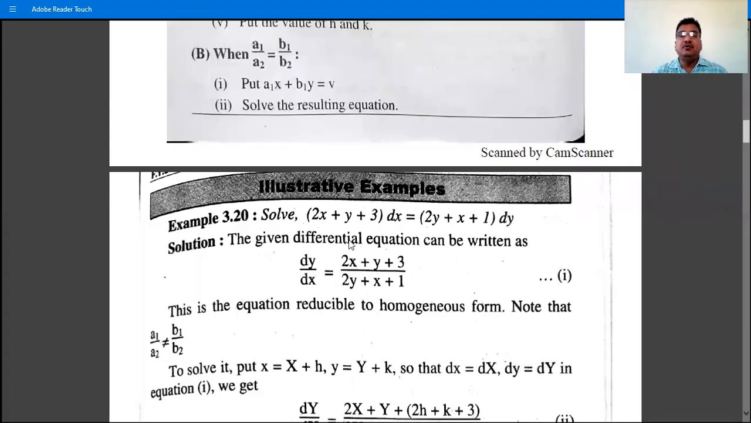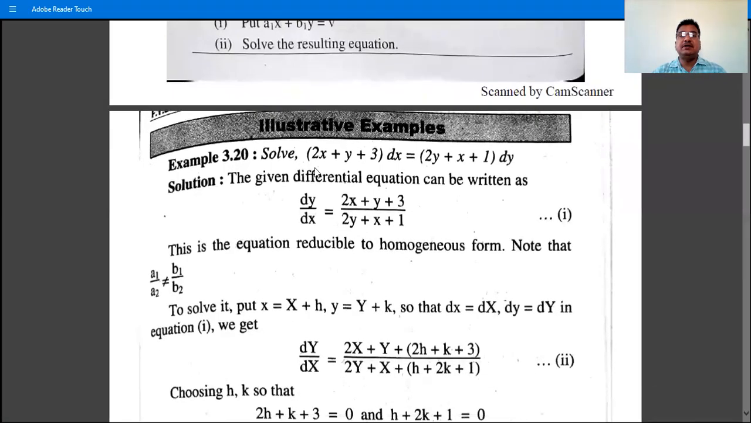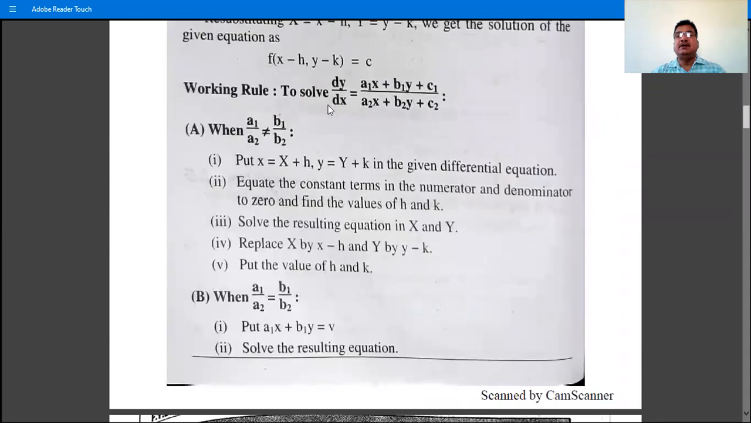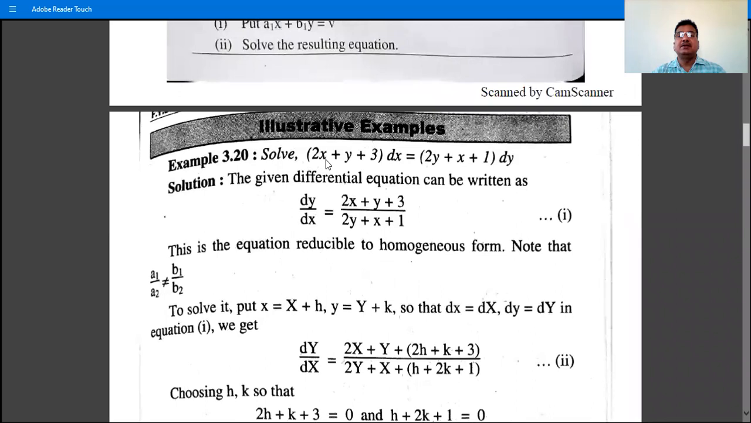Example on the type of non-homogeneous differential equation, or differential equation of the form dy by dx is equal to (a1x plus b1y plus c1) divided by (a2x plus b2y plus c2). So this is an example of that type. Solve (2x plus y plus 3) dx is equal to (2y plus x plus 1) dy.